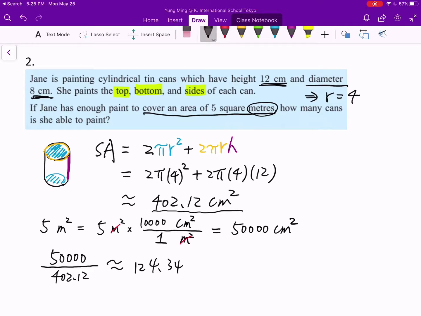So that's a lot of cans. But of course, you cannot paint 0.34 cans. How many complete cans can you paint? Our final answer should be 124 cans. You cannot paint 125 because you don't have enough to paint that one more. So that'll be the answer for this question.